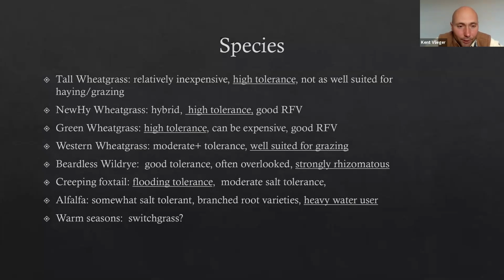Beardless wild rye, not as familiar to most of us, but seed is available. Maybe a little on the expensive side depending on the year. It's got really good tolerance. It's strongly rhizomatous, so that basically means sod forming. So if you've got 5 acres of saline soils where it's really crusty white on the surface and nothing grows, if you can get beardless wild rye established around the perimeter, as the salts are drawn down and it becomes less saline in those areas, the beardless wild rye will move in really quite quickly just because of its rhizomatous nature.